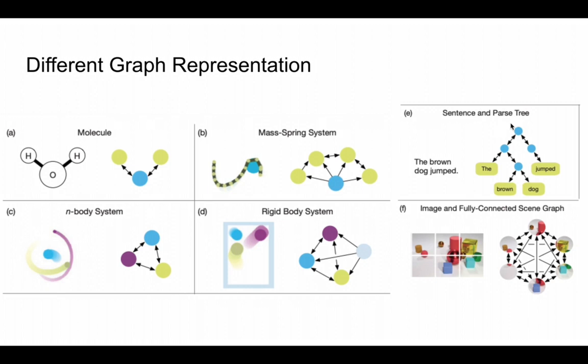Sentences and parse trees can also be represented as a graph. For example, the sentence, the brown dog jumped. Each of the words can be represented as a node. In order to build the relation between the words and make the connections, there could be a latent node, and this latent node introduces the linking between the words in a higher-order latent space. Next, an image and fully connected scene graph. Each object in an image can be divided into multiple pieces.